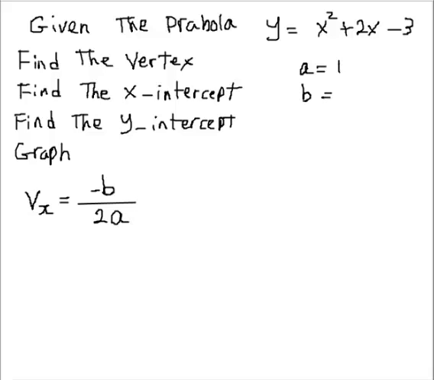That's the coefficient of x squared. What is b? B is 2. That's the coefficient of x. Good. Alright, we just have to substitute that here. Minus b, so it will be minus 2 over 2 times 1. This is how you find the x coordinate of the vertex. Minus 2 over 2, which is equal to minus 1.